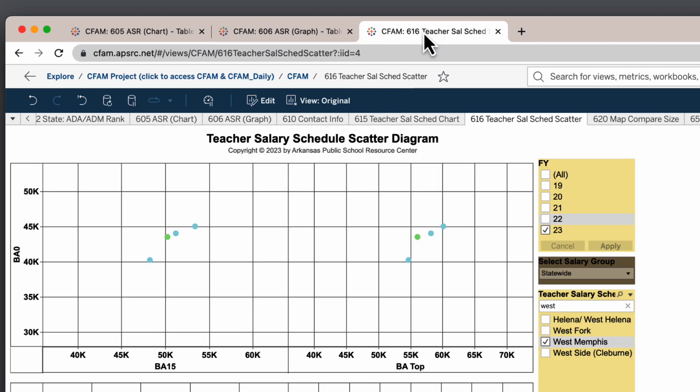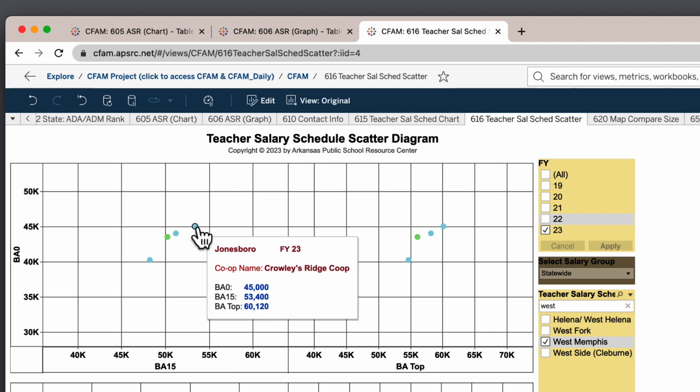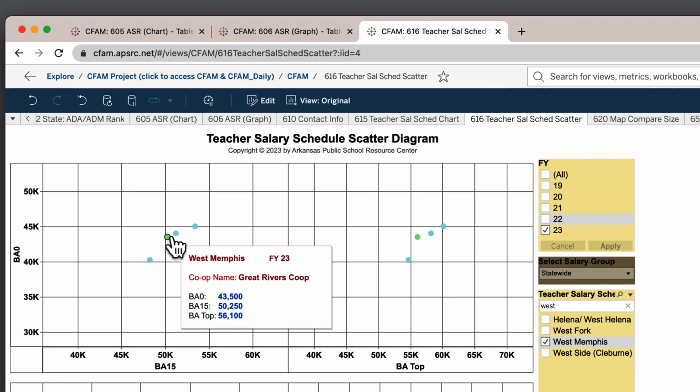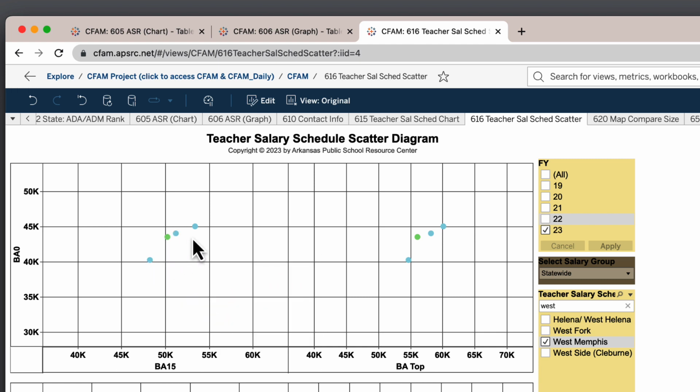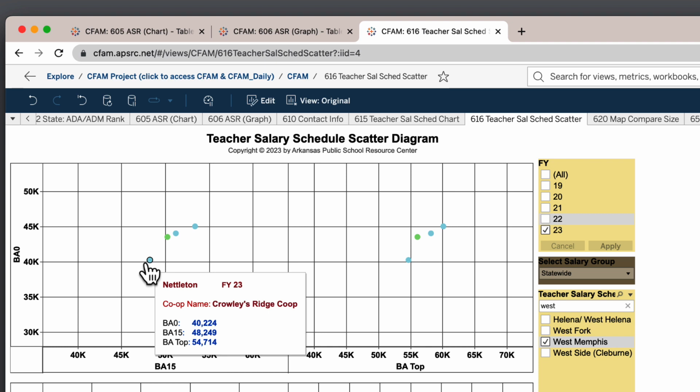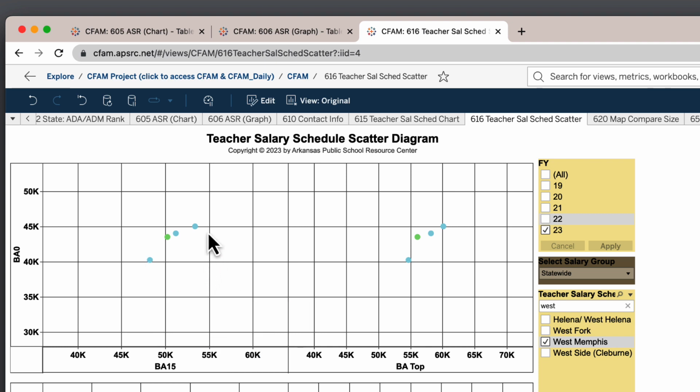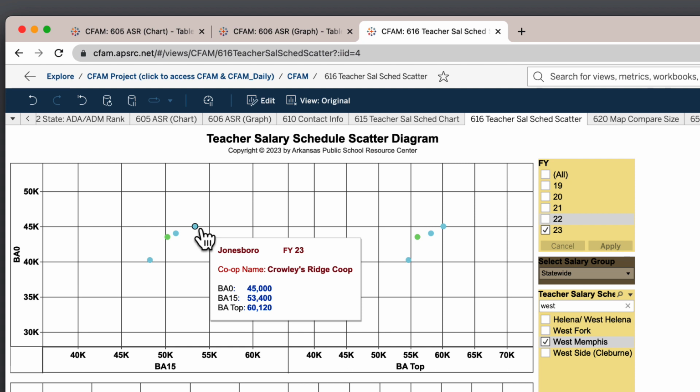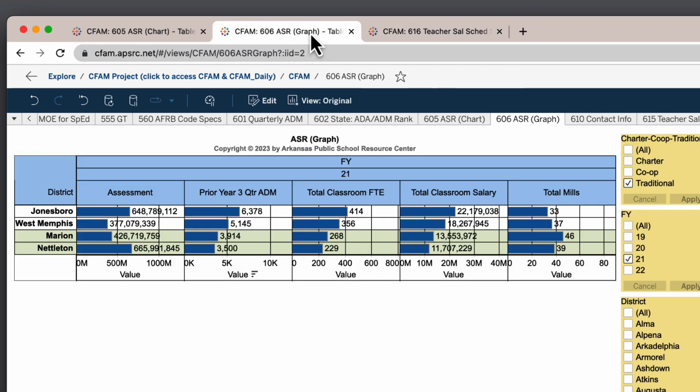But 616 does sort this for you because it's a scatter chart. And that scatter chart places the highest starting salary at the top, and you can hover over each dot and see the metrics for each stage of their salary schedule. But Jonesboro's the highest, then Marion, then West Memphis, then Nettleton. So all of these are very high-paying schools, especially for the area in eastern Arkansas. These are probably the 4 highest, and they're within $40,000 and $45,000. But what funds they generate locally to support that is all detailed in 605 and 606.